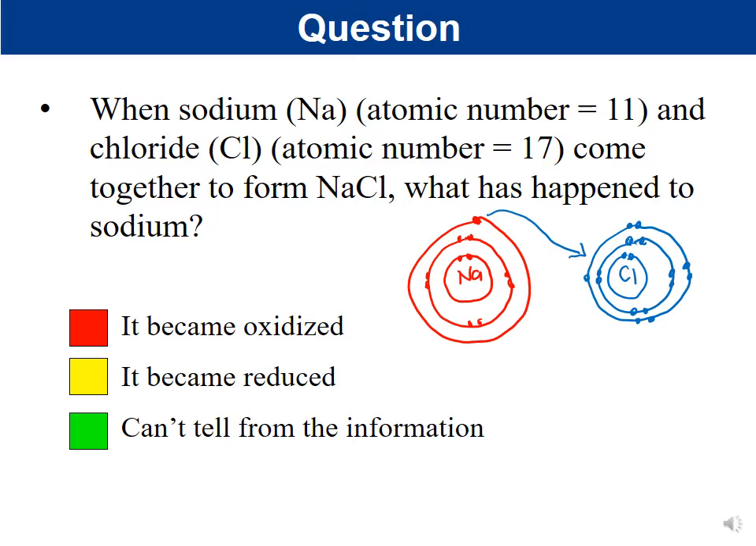And when it donates, sodium becomes oxidized. It loses the electron. And chlorine becomes reduced because it gains the electron. So the answer is redox. Sodium becomes oxidized.